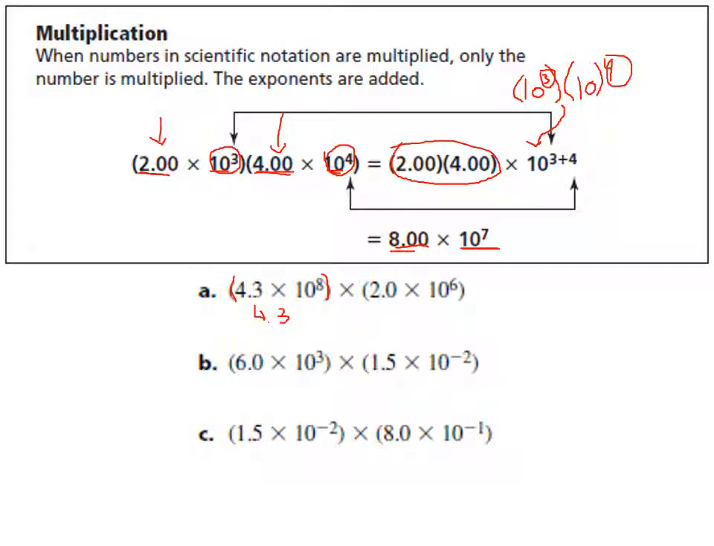4.3 multiplied by our 2.0. They have 2 significant figures each, so we'll report our answer to 2 significant figures. And that'll be 8.6. So we have the first part of our number written out. Now we just need to do the 10 to the power of 8 times 10 to the power of 6.